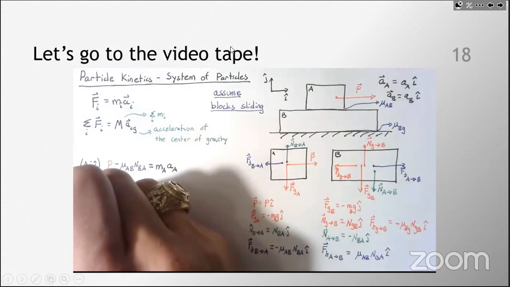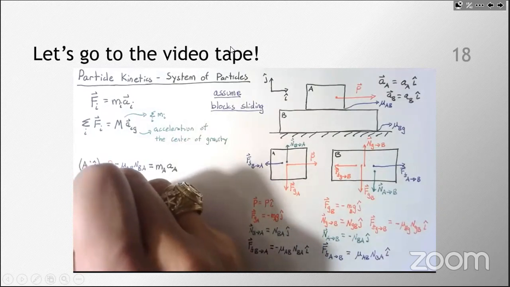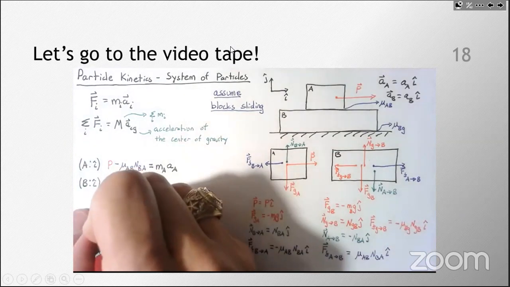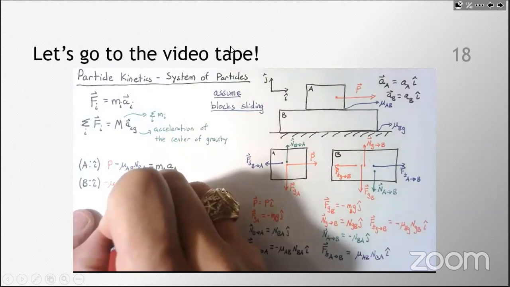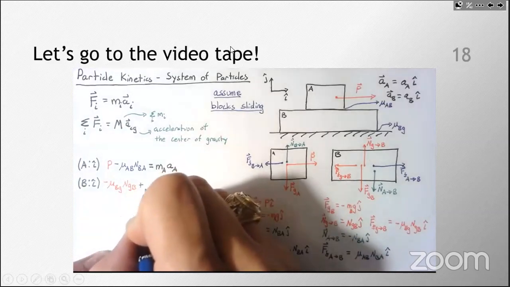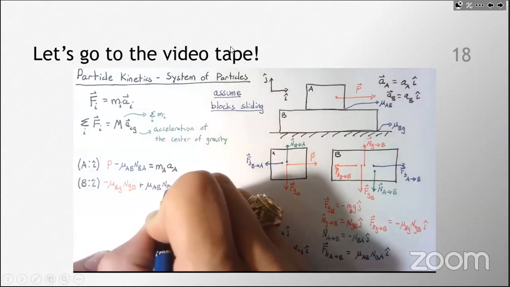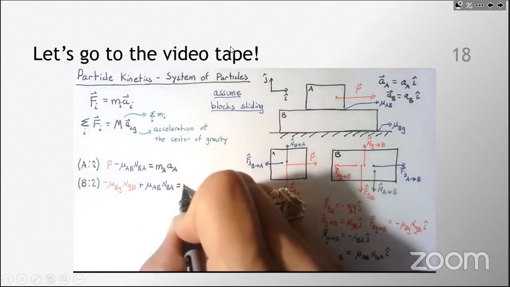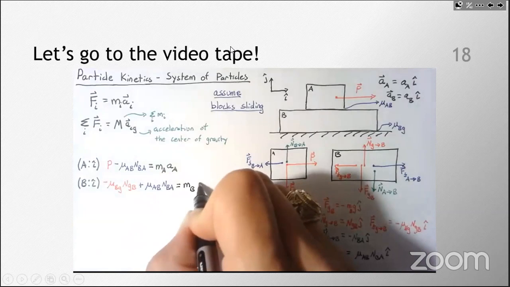So now let's look at the forces of B in the i direction. For this, we have the force of friction of the ground acting on B and the force of friction of A acting on B. The force of friction of the ground is going to be a negative mu_BG N_GB, and that was in i. For friction of A acting on B, this will be plus mu_AB N_BA. And all of that together is going to be equal to the mass of B multiplied by the acceleration of B.